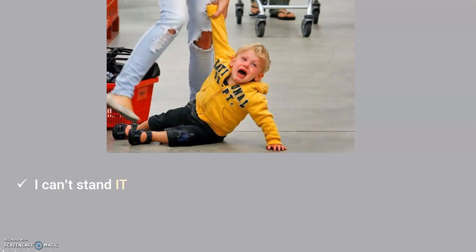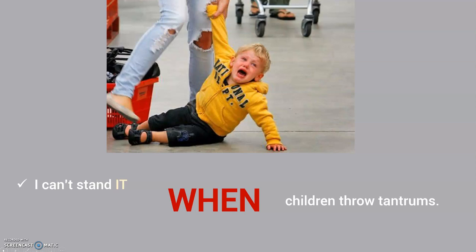For example, I can't stand it. And what is it? This situation when children throw tantrums on the street. I can also say, I hate it when children throw tantrums, or I don't like it when children throw tantrums. In this case, same thing. The subject is different and the object of the sentence is it. But we're also referring to one situation. And that's how we can use the it clauses.